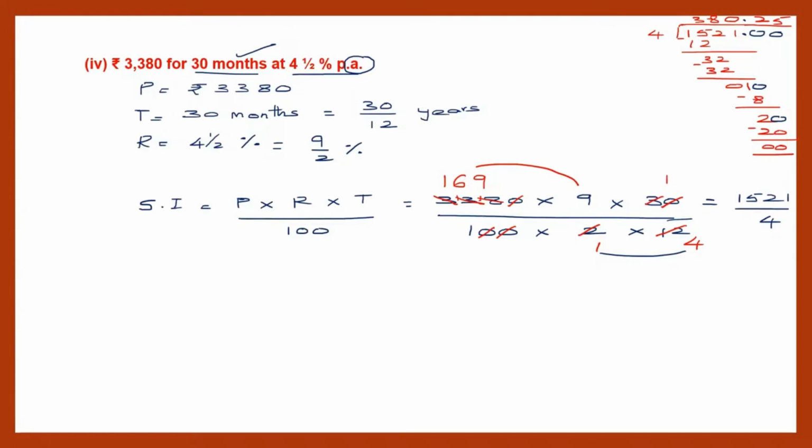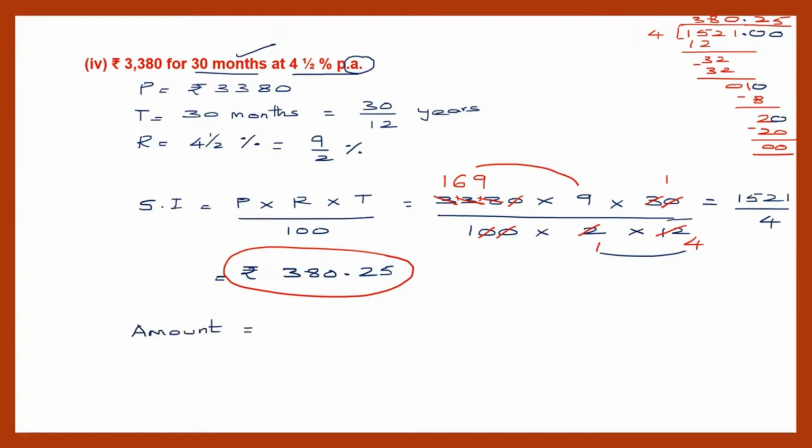380.25. So that is the simple interest. Simple interest is rupees 380 and 25 paise. So we have 2 digits after the point, and that's correct because this is rupees. So now we have found the simple interest. This is the first part of the question: find the simple interest. Second is find the amount.